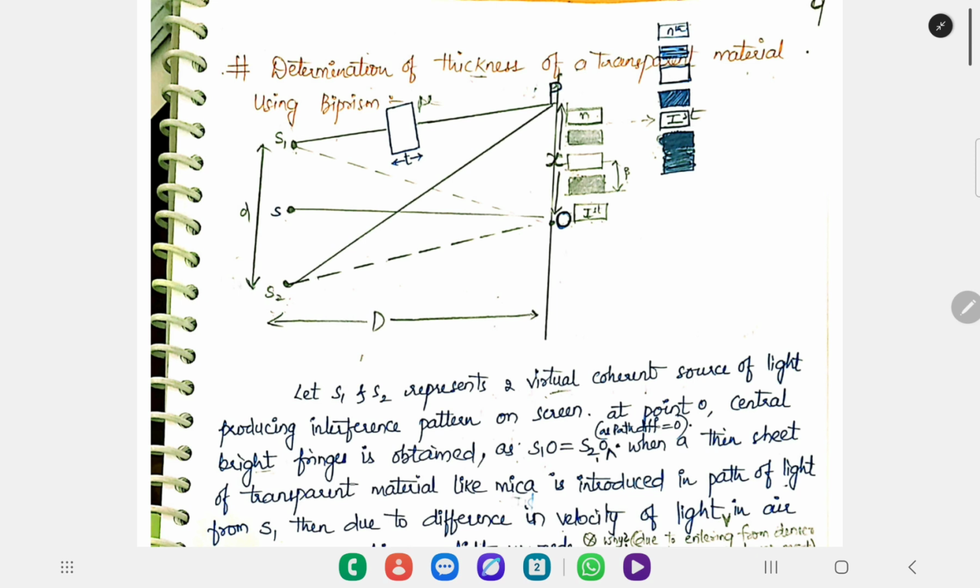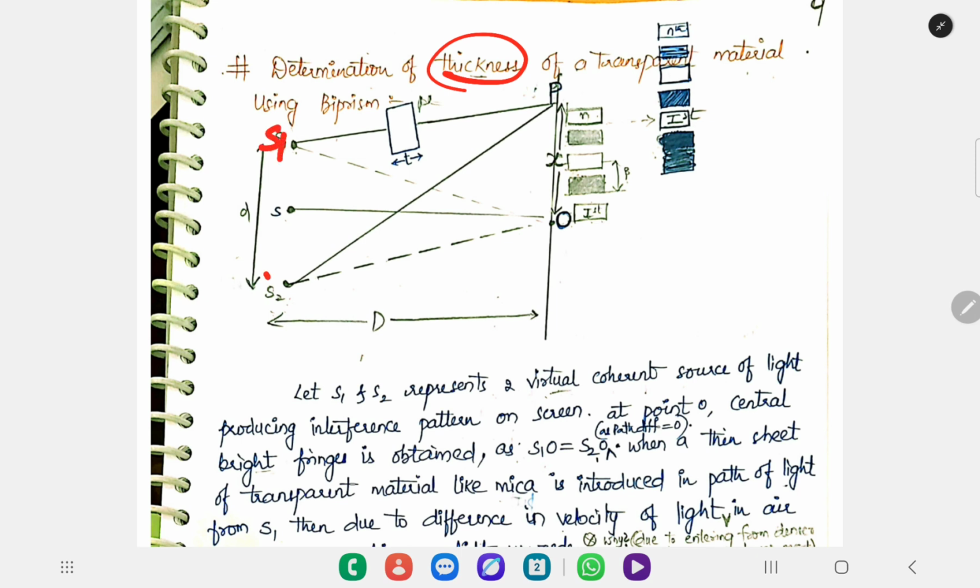In the last class we have seen Fresnel's biprism, right? In that we saw that we can find out the wavelength of any light by using the Fresnel biprism. So here also we are using the Fresnel biprism and finding out the thickness of any transparent material.